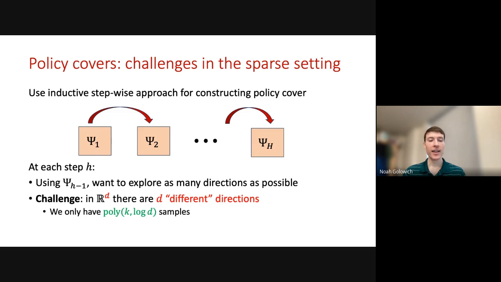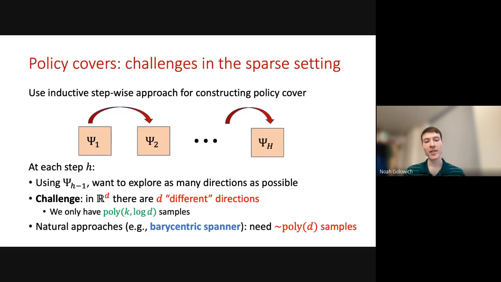Now, one challenge here is that in R^d, there's a total of d different directions, or d orthogonal directions. And we can't explore all of these d different directions because we only have poly(k, log d) samples. So we can't use separate trajectories to explore each of these different directions. In particular, what this means is that some natural approaches, which have been used for many similar exploration RL problems, such as the use of a barycentric spanner, won't suffice here, because these approaches typically all require a number of samples that scales as a polynomial in the ambient dimension d. And so to perform the exploration task, we actually need to use some new ideas.